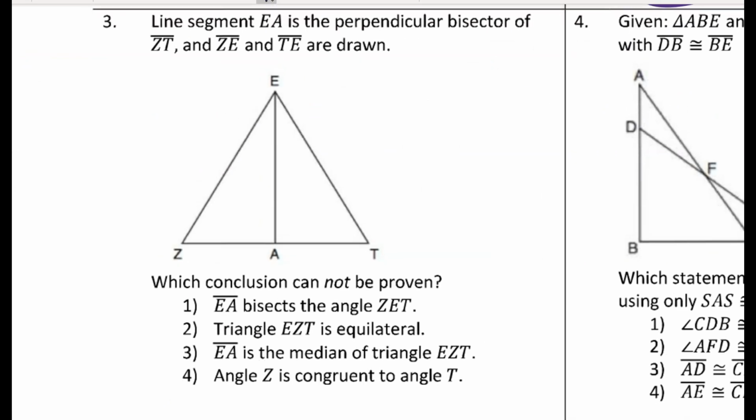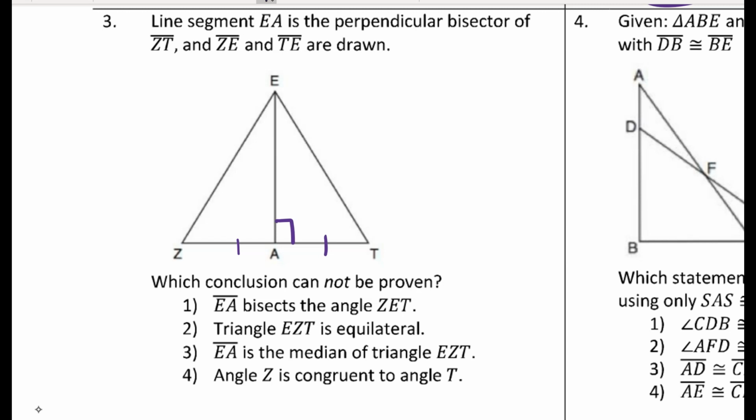For number 3, line segment EA is the perpendicular, so it's a right angle, bisector of ZT, so it creates two congruent parts, and ZE and TE are drawn. Which conclusion cannot be proven?